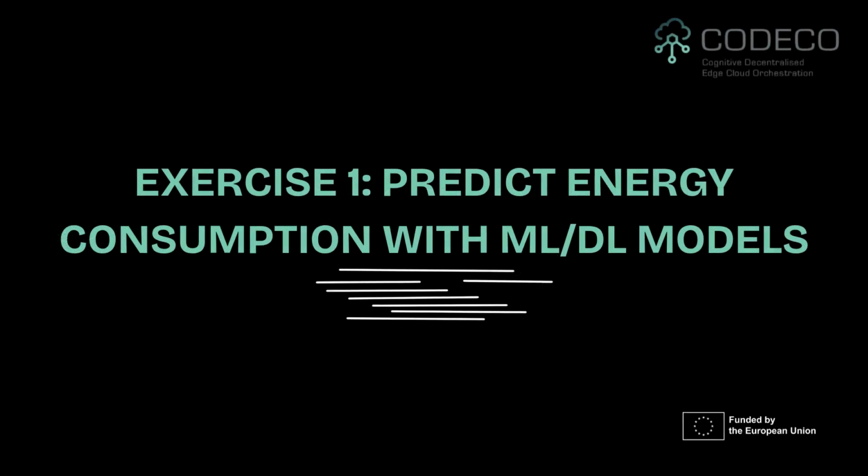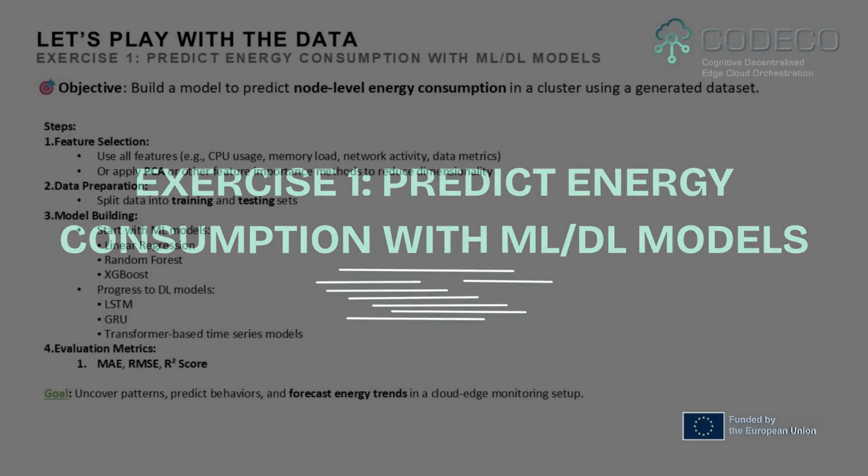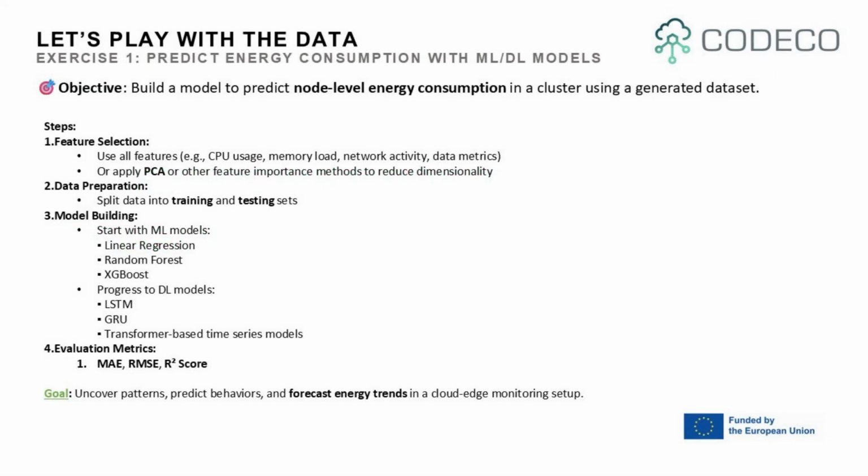Exercise 1. Predict energy consumption with ML/DL models. In this exercise, you'll use the generated dataset to build a model that predicts energy consumption at the node level for all the nodes participating in the cluster. Start by selecting all the features, such as CPU usage, memory load, network activity, and data-related metrics. Alternatively, exploit feature importance methods like principal component analysis to reduce the dimension of the dataset's features and train the model only with the most important ones.